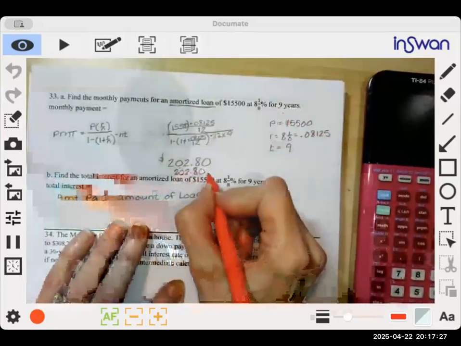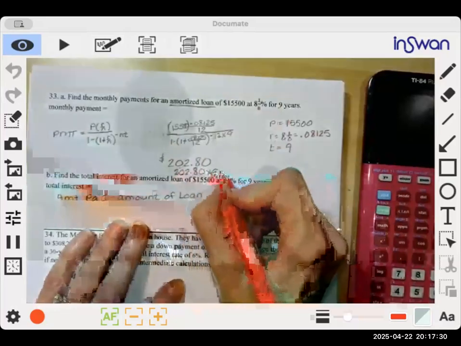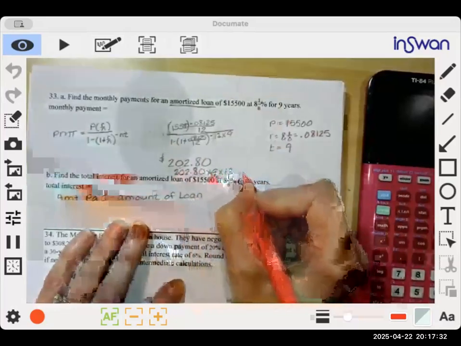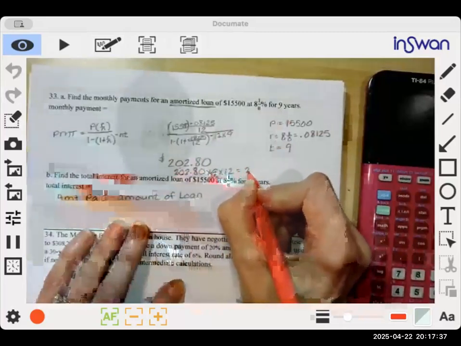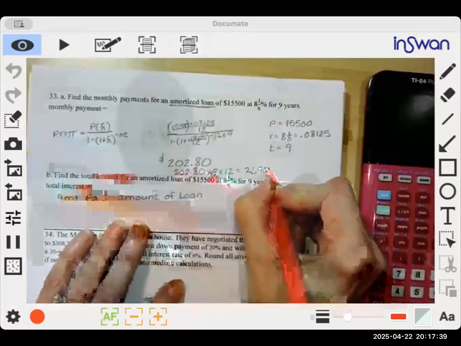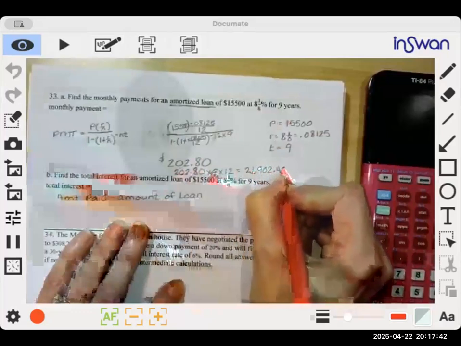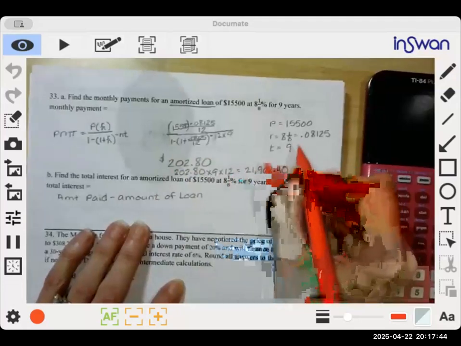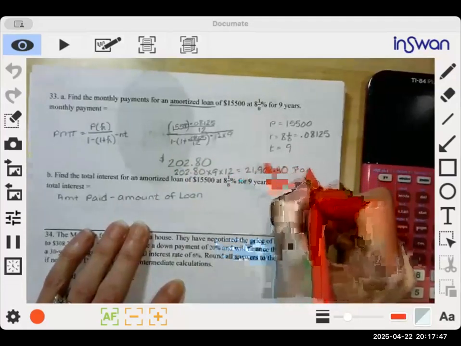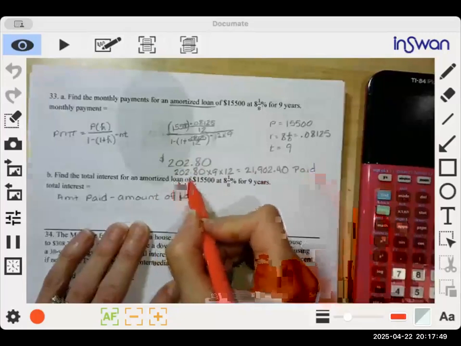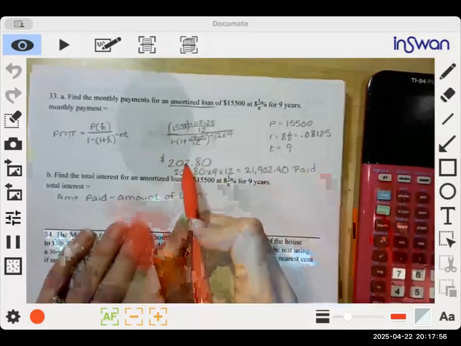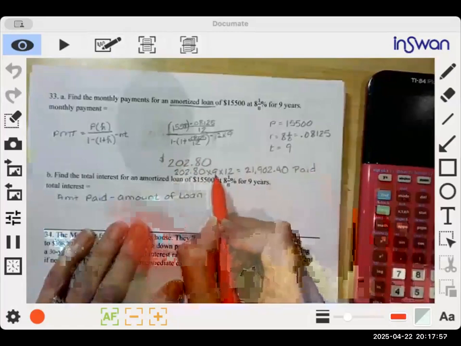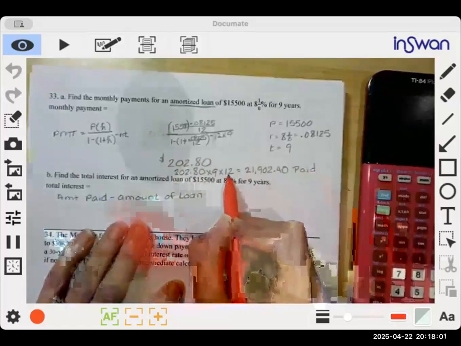We know that they made that payment for 9 years, and they did that 12 times a year. So that gives us 21,902.40. So this is the amount paid. Does that make sense where that came from? This is one of those where it's not a formula, you kind of have to reason it out. So how much they paid, how many years they paid it, how many times each year did they pay that?